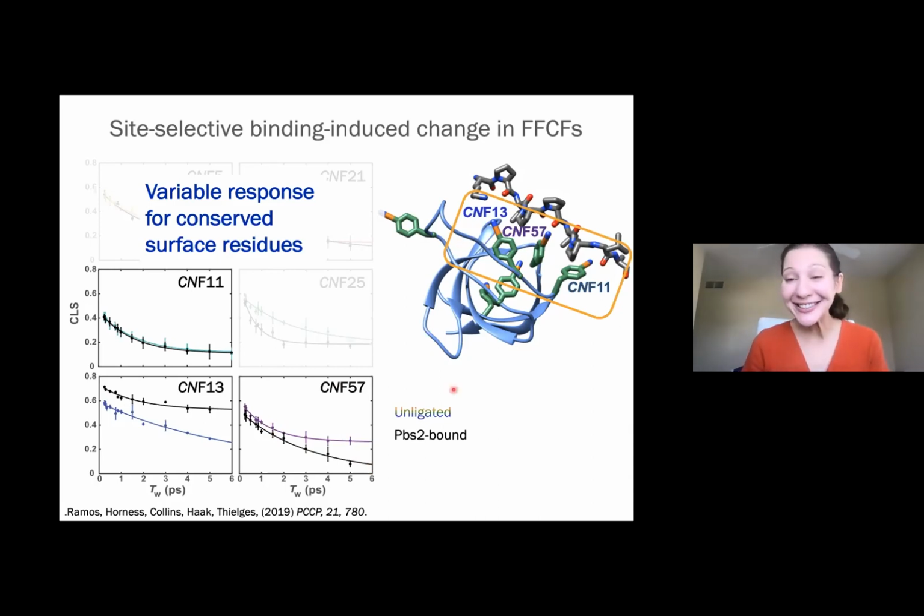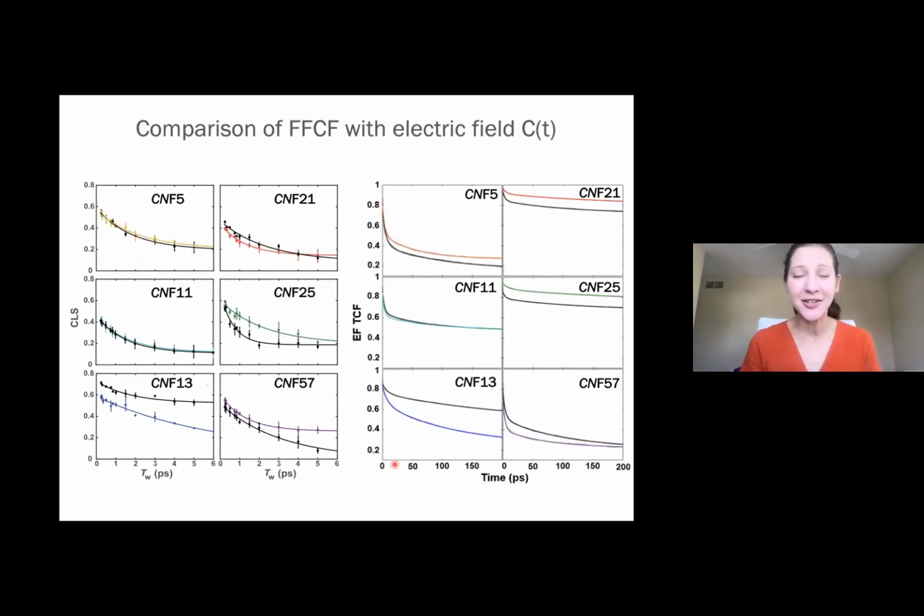So this is a small system, and this is one case where we did try to understand the spectroscopy a little bit more. We did MD simulations of each individually labeled protein in the presence and absence of the ligand. And here I'm showing you the correlation function of the projection of the E field on the bond. For some of them, they sort of match up. We don't capture this offset that you see experimentally. 11, I guess, didn't change.